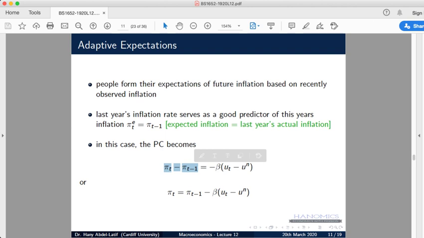Or you could use the first way we explained, or wrote, this expression, where we have only inflation in time t on the left hand side and everything else on the right hand side, which means that this just moved to the right hand side with a positive sign. So that means inflation in time t depends on inflation in time t minus one, and depends also on the gap between the actual unemployment rate and the natural rate of unemployment.